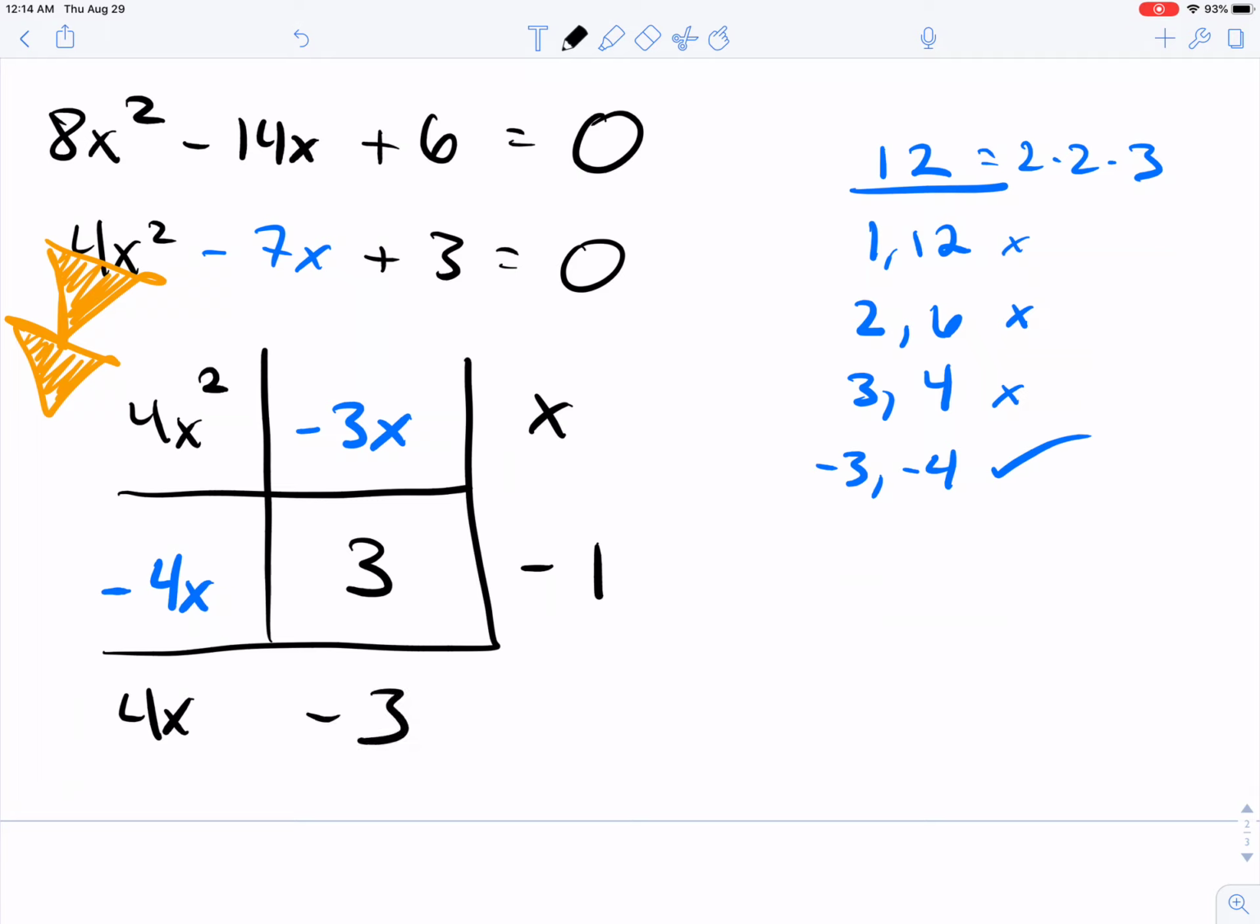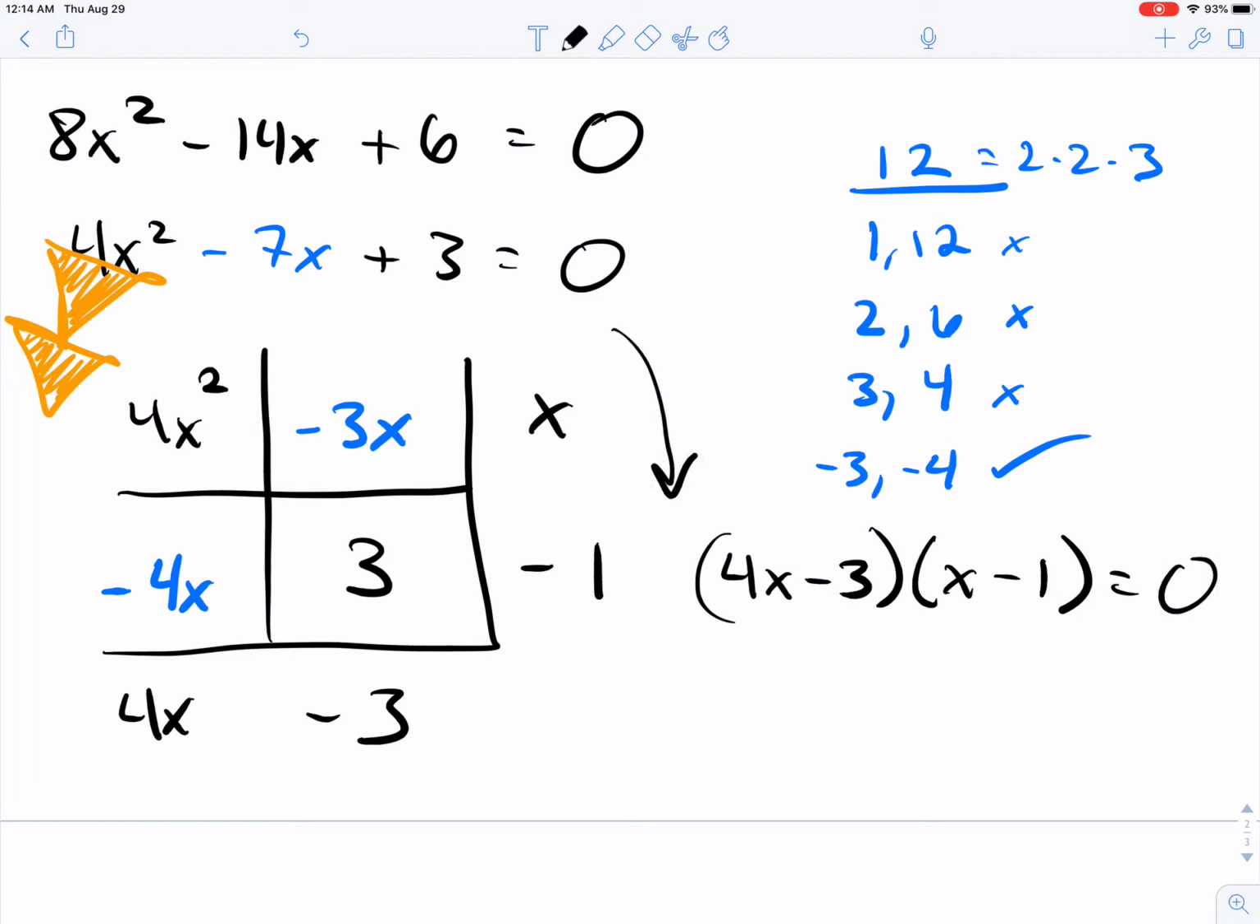All right. So our claim is that the original factors into 4x minus 3 times x minus 1 equal to 0. Let's do a quick check by multiplying back. So then 4 times x is 4x squared. -4x plus a -3x is a -7x. -3 times -1 is +3.